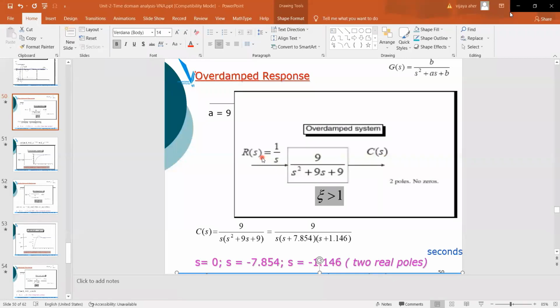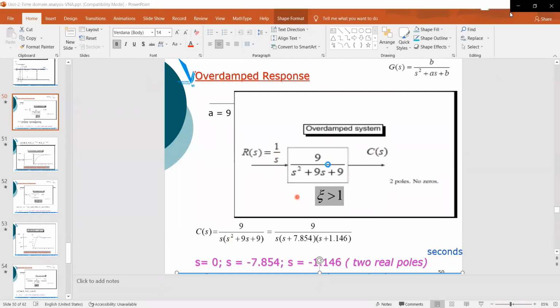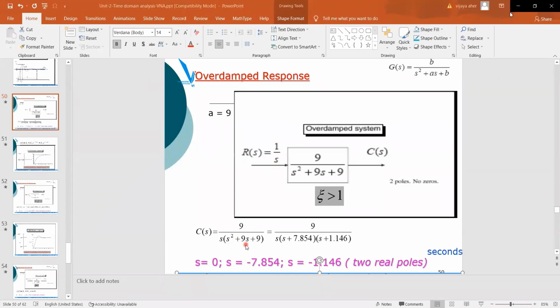The input applied is a unit step input, so R of S is equal to 1 by S. I have written that directly here. Now what is C of S? C of S is equal to G of S into R of S. I have written G of S equal to 9 divided by S square plus 9S plus 9, into R of S, which is 1 by S. So I got this equation: C of S is equal to 9 divided by S into the bracket S square plus 9S plus 9. Got my point?